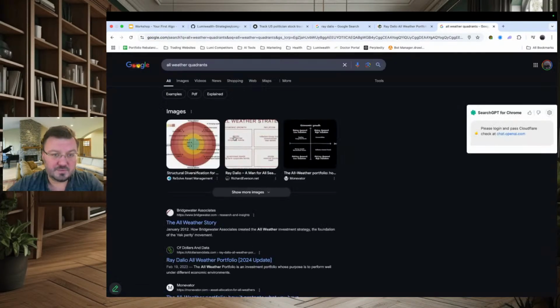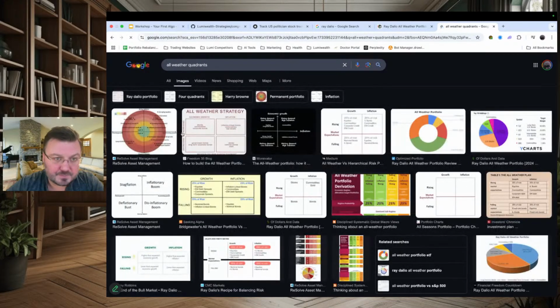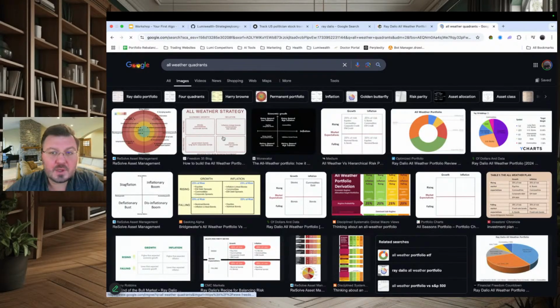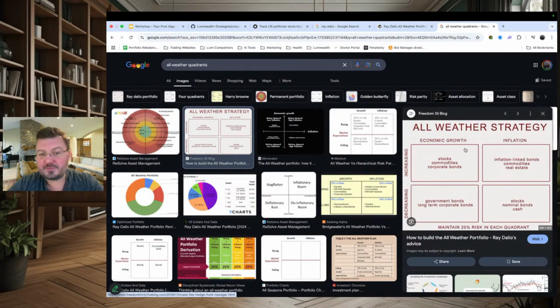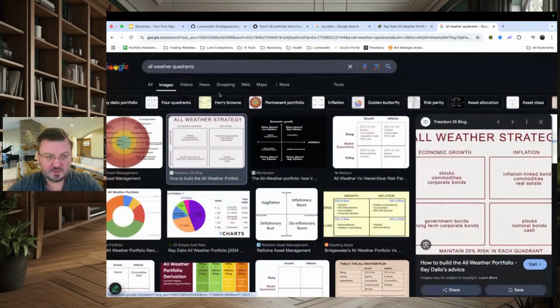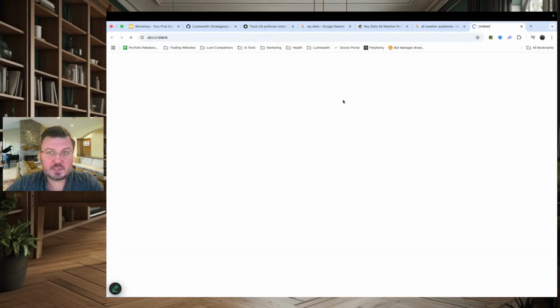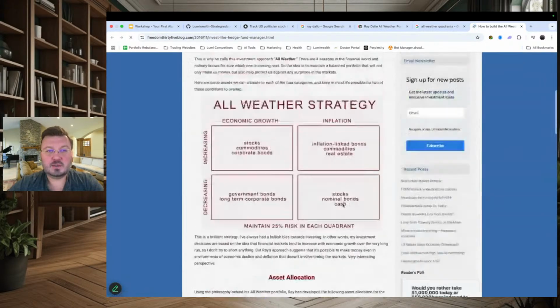Let me see if I can show you a visual of this. Okay. So this is essentially what he's saying. Okay, let's zoom in on this, actually. Let me open up this website. I usually just show this to people, but there we go.